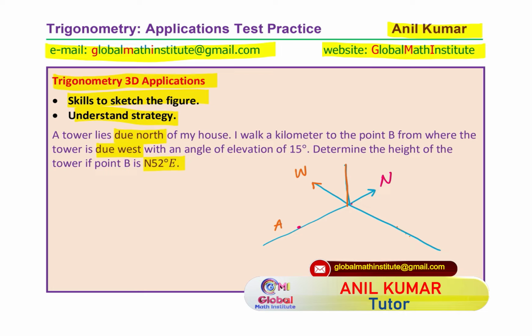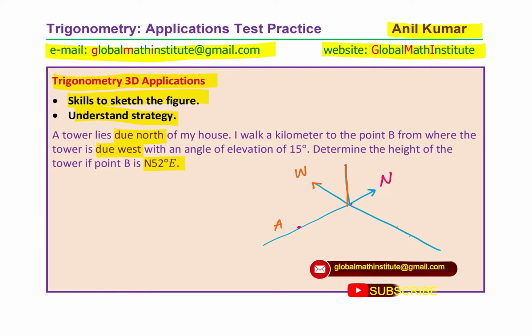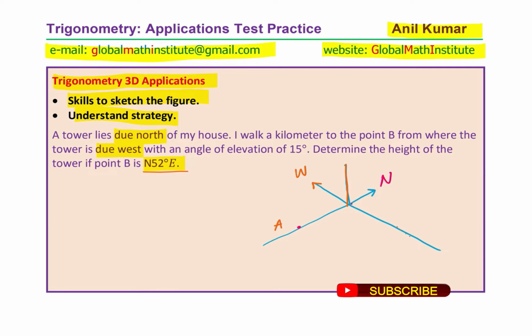With an angle of elevation of 15 degrees. From that point, the angle of elevation is 15 degrees. Determine the height of the tower if point B is from north 52 degrees east. What does that mean? From north 52 degrees east. It really means that from north we'll make an angle of 52 degrees. You see that? And then walk in this direction. You understand?